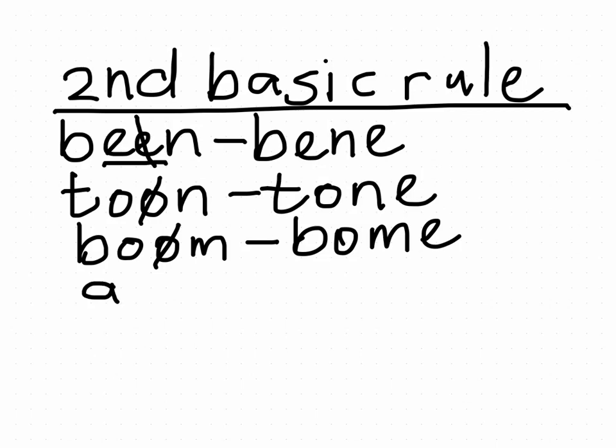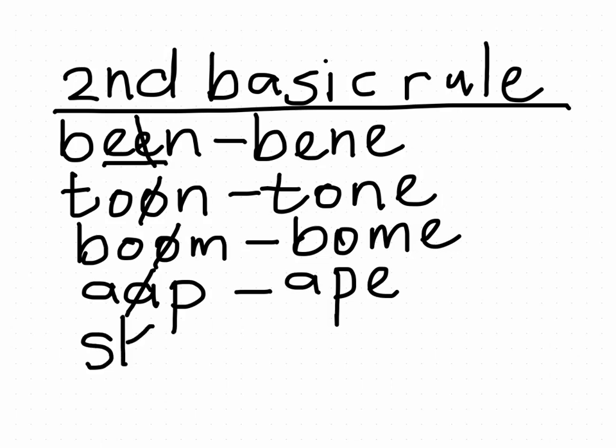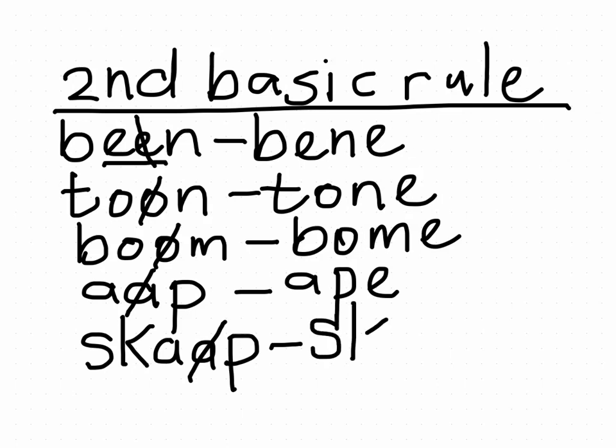Let's do aap. Aap means monkey. What happens there? One vowel drops away and we add the E. So it becomes ape. Shall we do one more? Skaap means sheep. What is the rule? One of the vowels falls away and add the E. So what is the answer? Skape. Een skaap, baie skape. Did you understand the second rule?